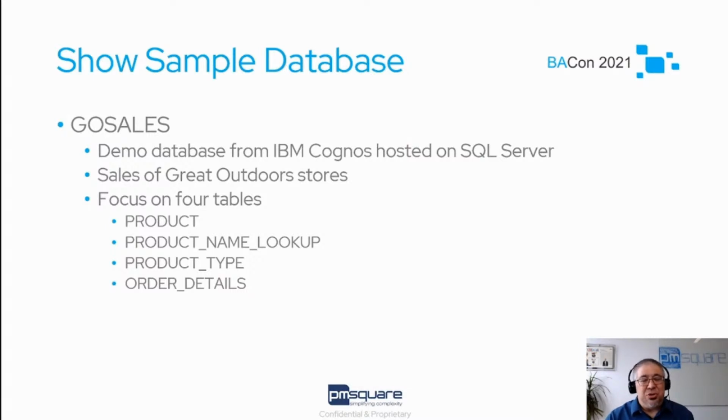Here, I'm going to show you a sample database that we're going to be using. It's been provided by IBM's Cognos tool called Go Sales. It's the sales from the Great Outdoors stores. We're going to focus on 4 tables: the product name lookup, product type, and order details. Let me show you what we're talking about.